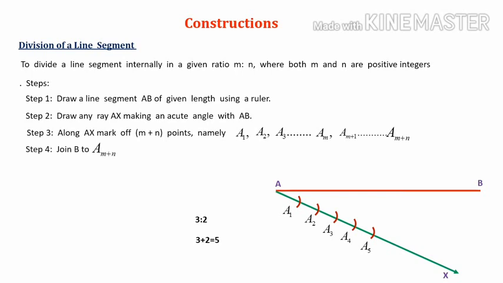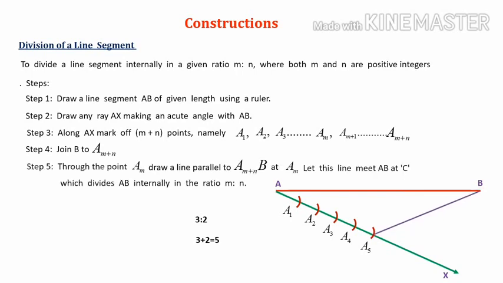Then join B to A(m+n). Here we have m plus n as 5, since 3 plus 2 is 5. So we have to join B and A5, the last division. Here is A5 and we have to join this point and B. Let's join it. Through the point A(m), draw a line parallel to A(m+n)B. At A(m), let this line meet AB at C.